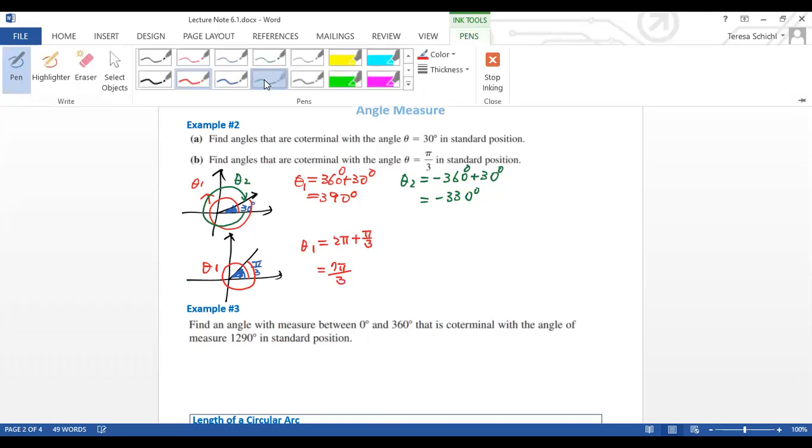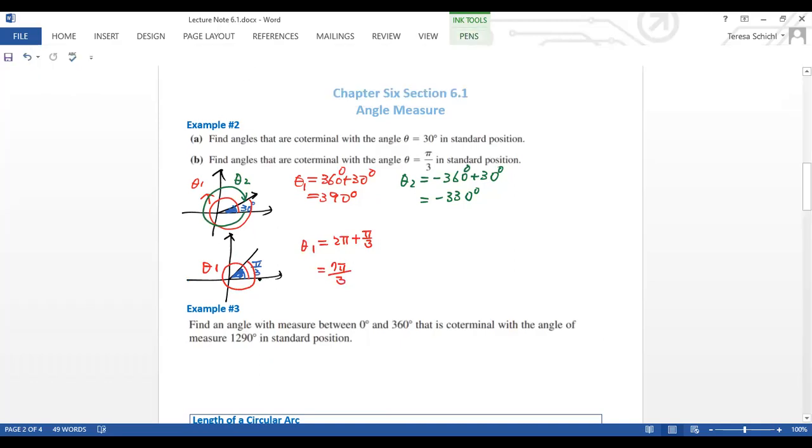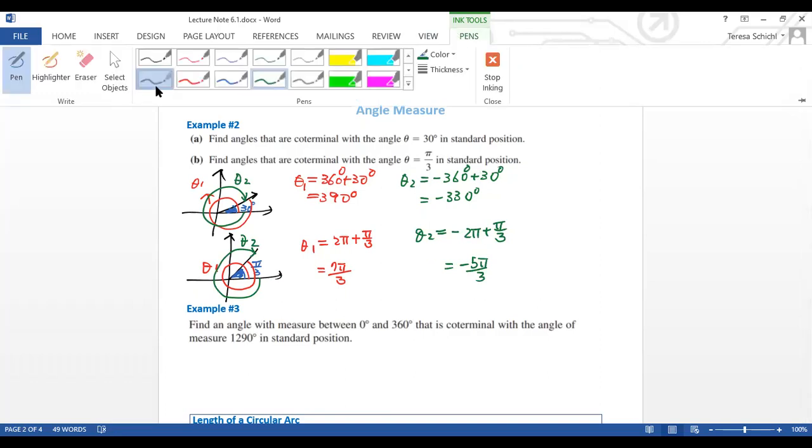Now we can do the same thing the other way. Of course, you can do many circles. The green one is theta 2. Because I rotate clockwise, it's negative 2 pi plus pi over 3. So what is this angle? It's negative 5 pi over 3. Both of these are coterminal angles here.